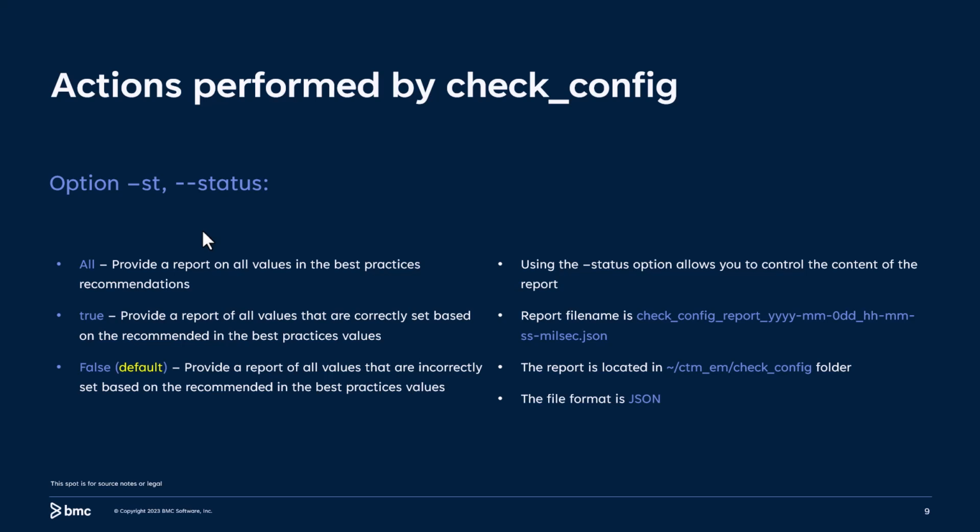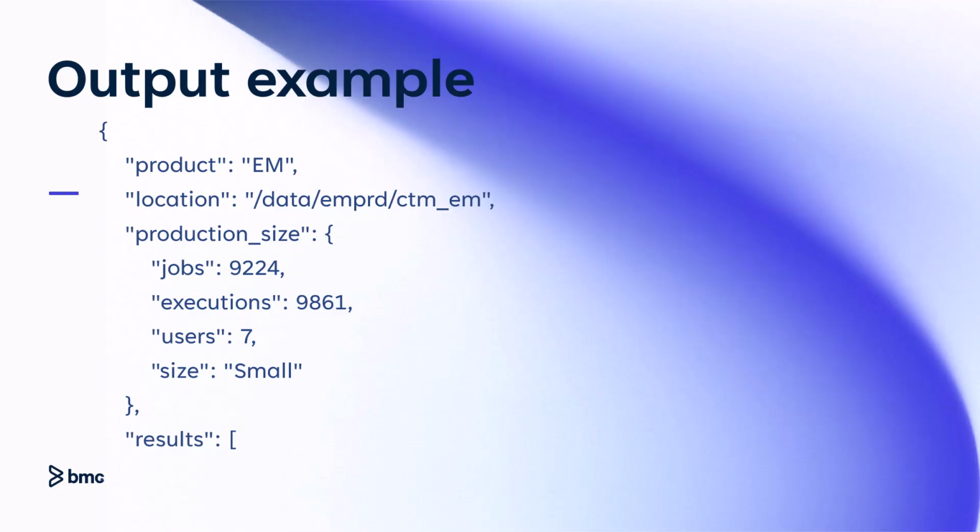Now let's go over the format of this report. The report is generated in JSON format. The first part of the report is the header that contains information about your environment: the product, scalability automatically calculated, and the determined environment size. The header is followed by the parameter results.